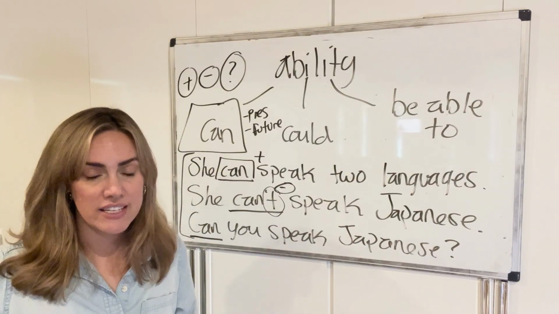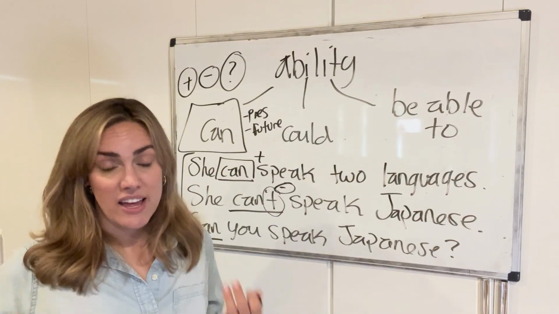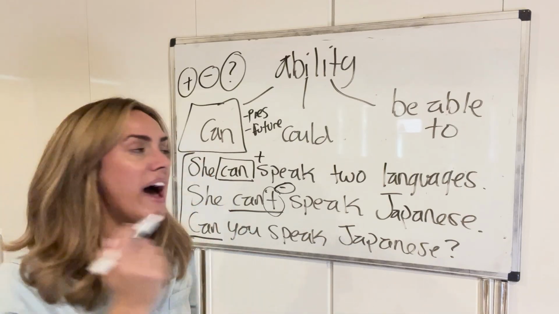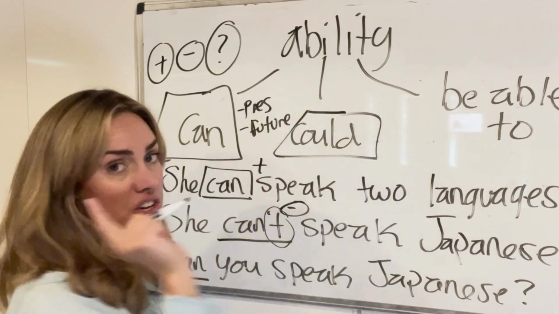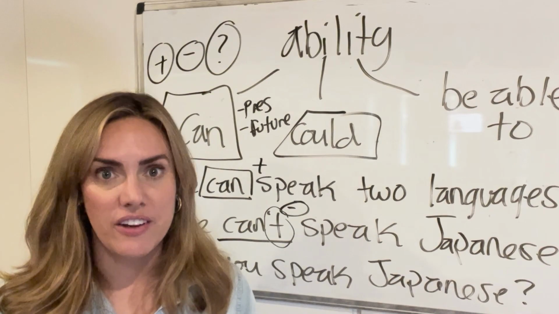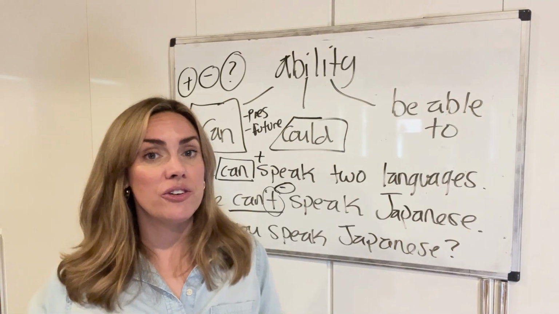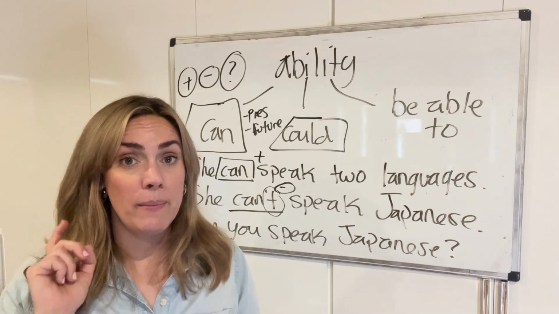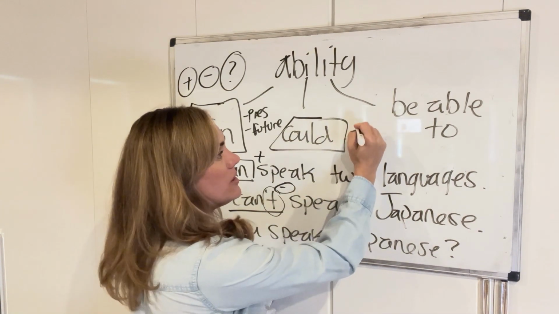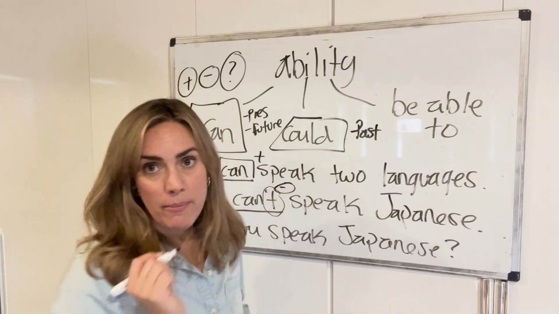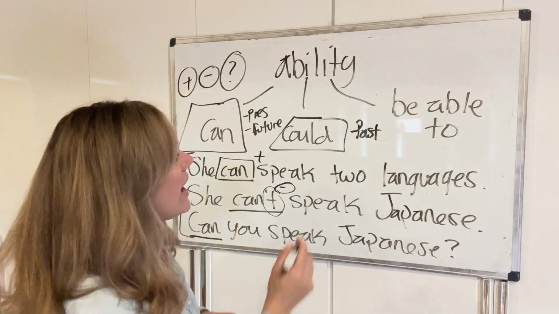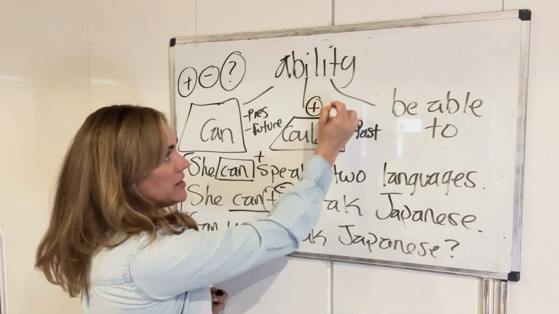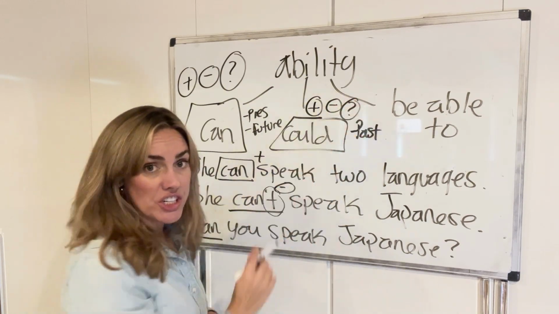Not for the past. If we want to use an ability modal to talk about the past, that's when we use could. That's where could comes in. Could has other meanings, okay? But one of the meanings is ability, but past, okay? So I want to point that out. It's for past ability. And also we can use it for affirmative, negative, and questions.